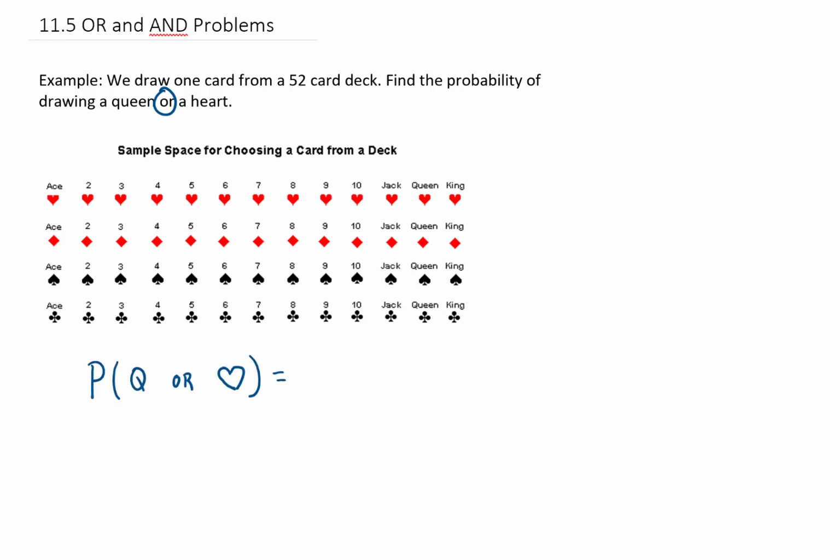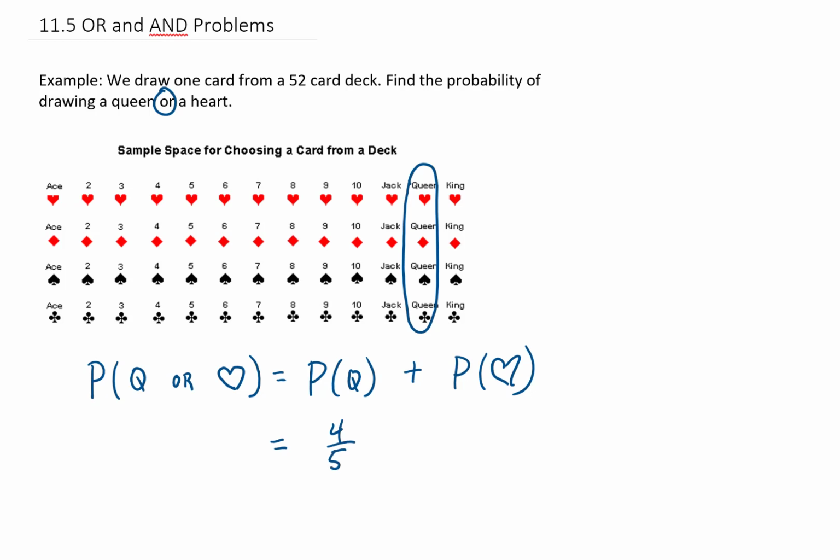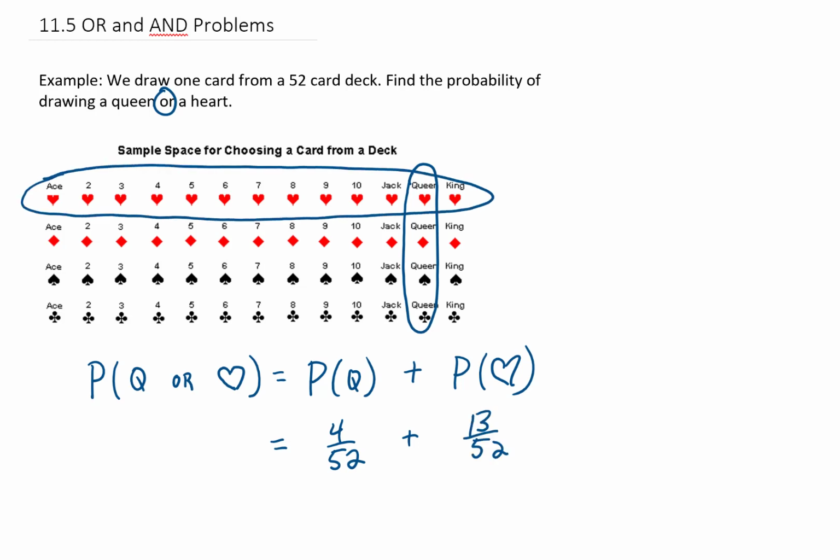Well, our first thought might be to find the probability of drawing a queen and add to that the probability of drawing a heart. Well, you'll notice that we have 4 queens in our deck, so the probability of drawing a queen is going to be 4 out of 52 total cards. Then, to find the probability of drawing a heart, we might notice that we have 13 possible hearts in our deck for a probability of 13 over 52.